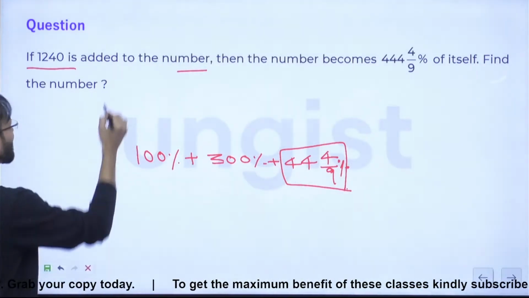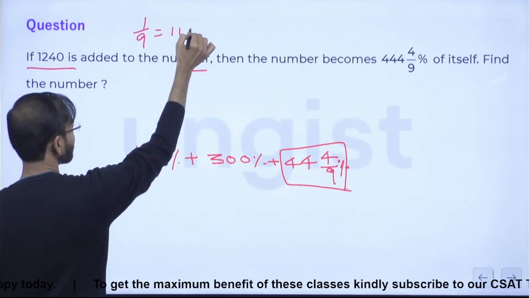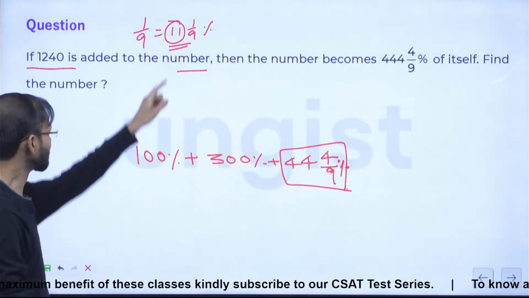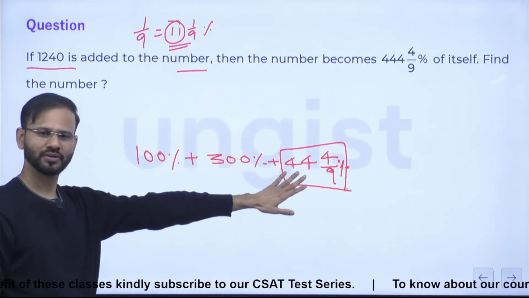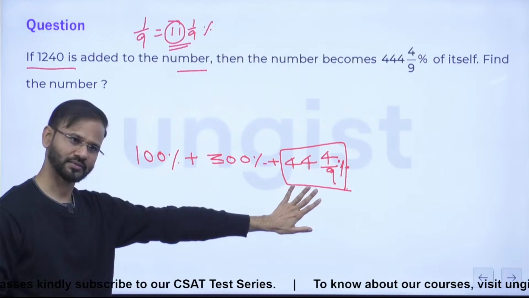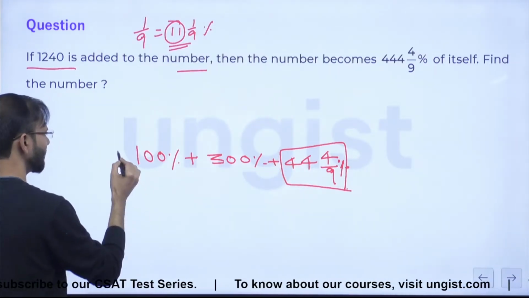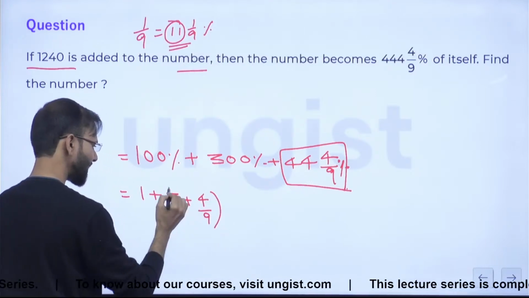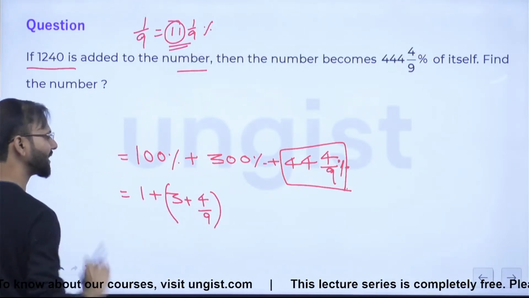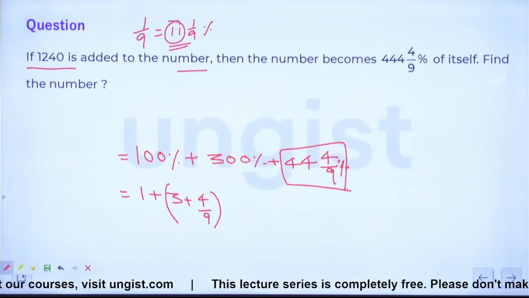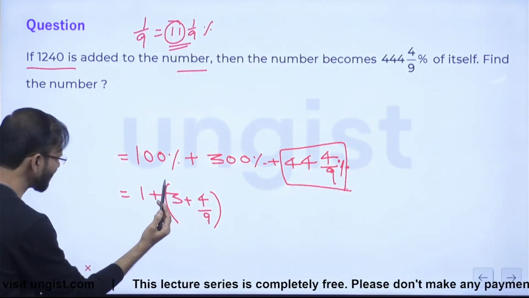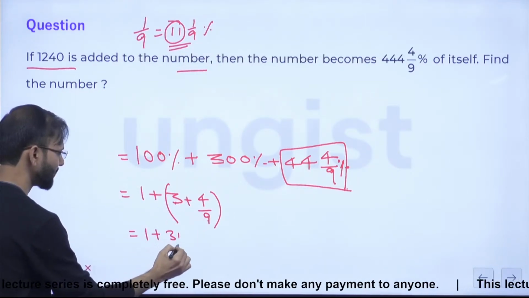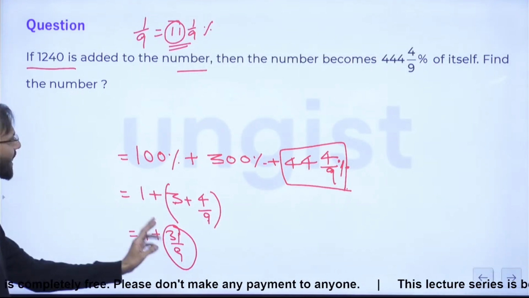See, 1 by 9 is what? 1 by 9 is 11 1 by 9, right? Vaishali, you were right, but you could not think about this, right? So this is 11. Now 11 into 4 becomes 44. So this value is nothing but 4 by 9, actually, right? So this is 1 plus 3 plus 4 by 9. Now guys, what is added to the number? This much value is added to the number, right? Fine. And what is this? 3 into 9 is what? 27. 27 plus 4 is 31. So this is 1 plus 31 by 9. So this is 31 by 9 is added to the number.